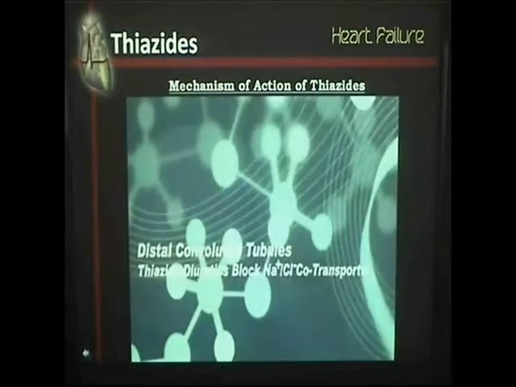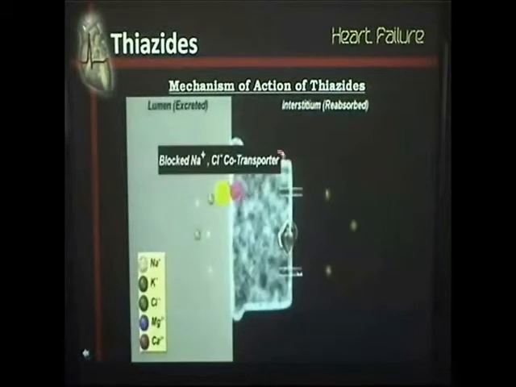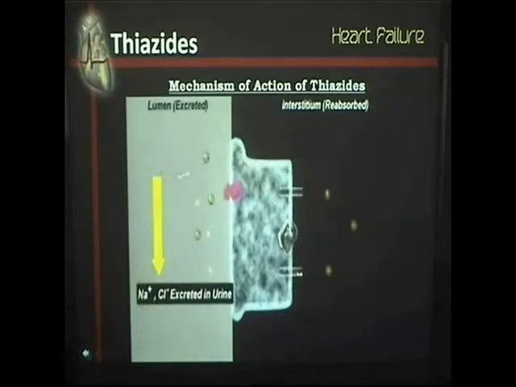For a person who consumes thiazide diuretics, as mentioned earlier, the thiazide diuretics block the co-transporter and don't allow the sodium to be resorbed back. So the sodium is not resorbed back, and the chloride and the water are excreted in the urine.